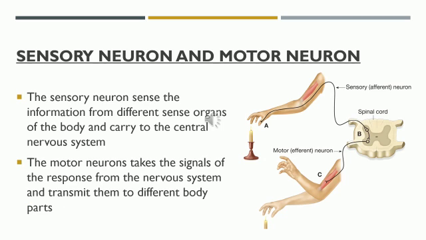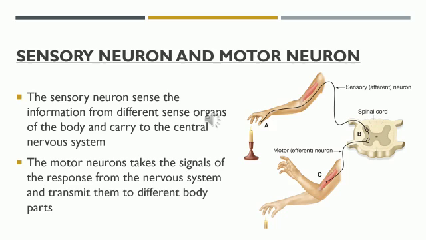What is a sensory neuron? The sensory neuron senses the information. The name itself says it senses something. The sensory neuron senses the information from different sense organs of the body and carries it to the central nervous system. For example, in the picture you can notice when we touch a hot object, immediately we take out our hand. And you know what the sense organs are: eyes, ears, nose, tongue, skin.